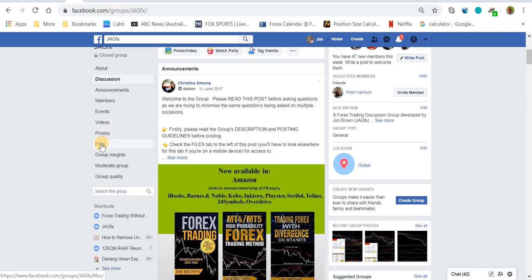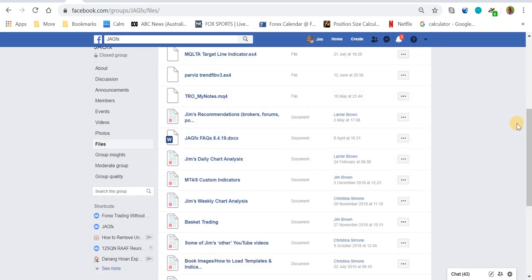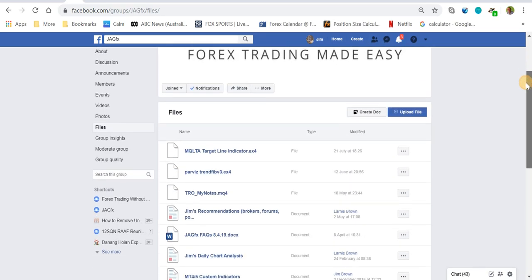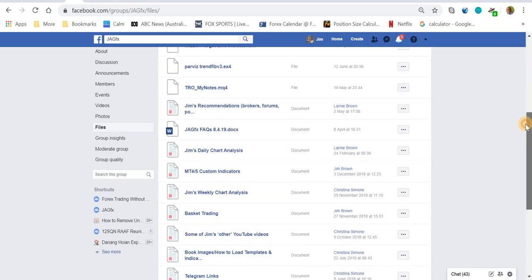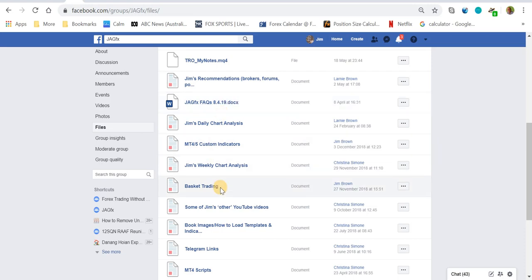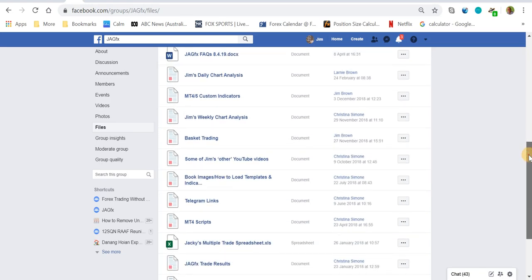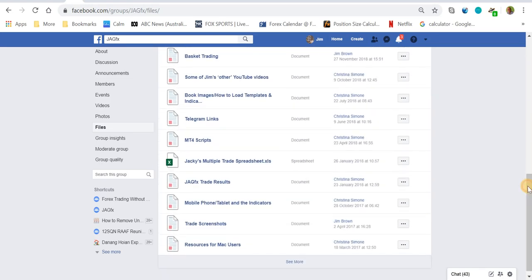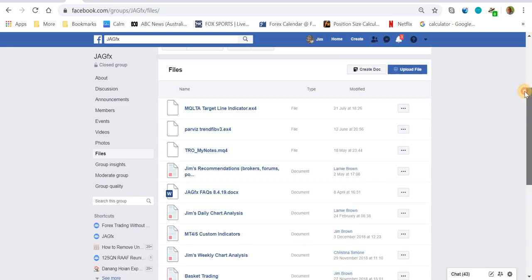Most of the stuff is in this files folder on the left here. I'm not sure where it is on a mobile device, but on the laptop it's to the left here, files. If you click on that, it should take you to a heap of other resources, including the shared spreadsheets and all the upload screenshots, FAQs, etc. You can read all this. There's plenty of stuff in there. Telegram links, the multiple trade spreadsheet and trade results, other trade screenshots, Mac users, etc. You can have a look there.